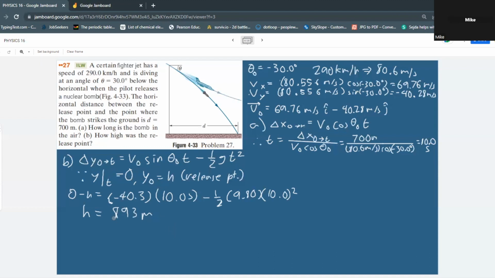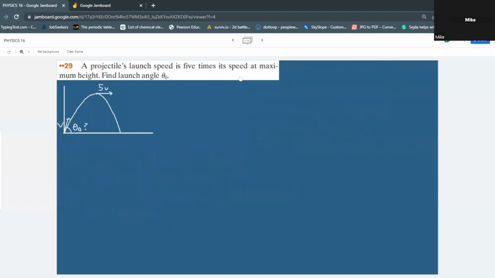Okay. So, sagutan ni A and B, ano? So, yung next. Projectiles launch speed. Haha. Okay, what a very hard problem. So, this will be too challenging.